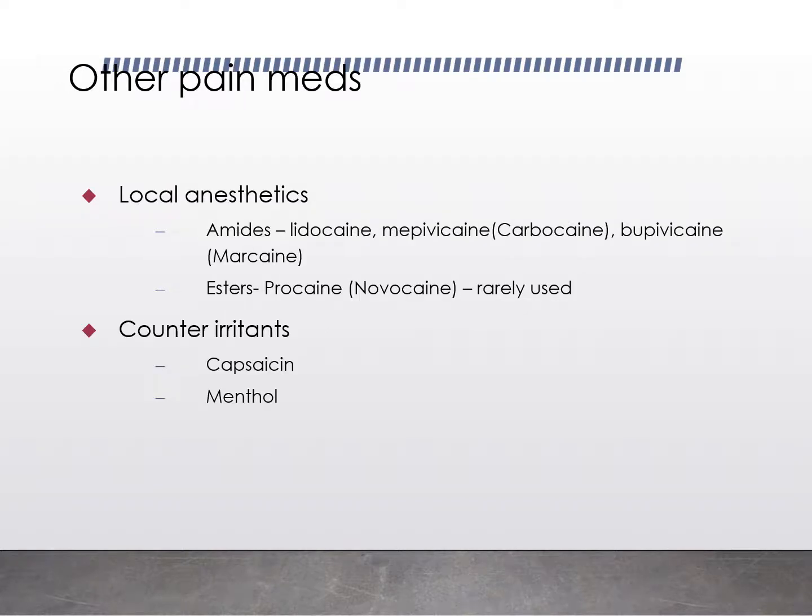Other pain meds, it's important to know that there are 2 major types of local anesthetics. A lot of people talk about Novocaine. Novocaine is almost never used, even in the dental offices. Usually lidocaine or carbocaine are what's used in a dental office. In the emergency department, we tend to use either lidocaine or bupivacaine. Bupivacaine is used when you want a long-acting effect. So the lidocaine kicks in about 10 minutes, lasts a couple of hours.